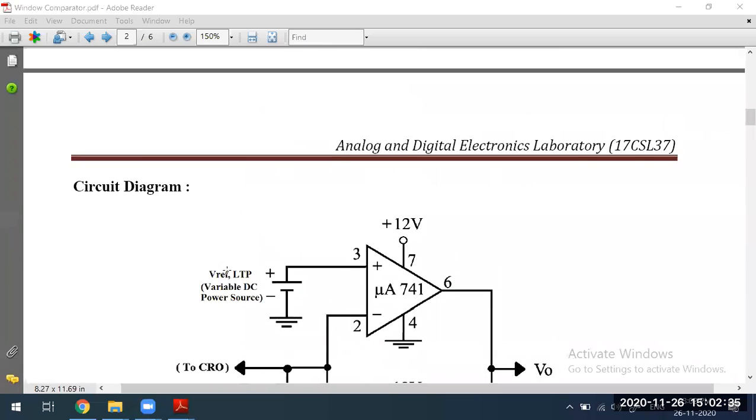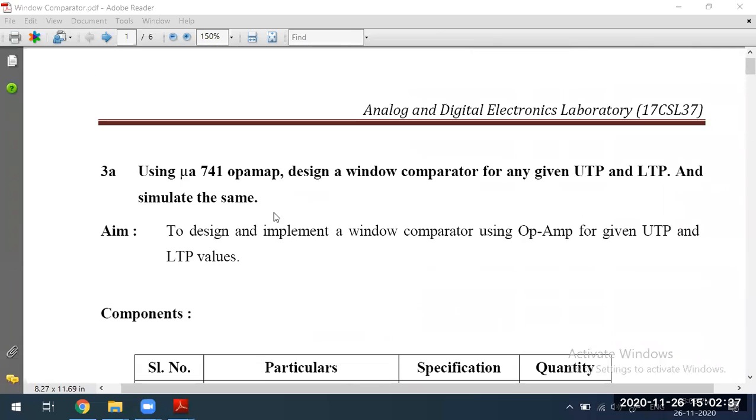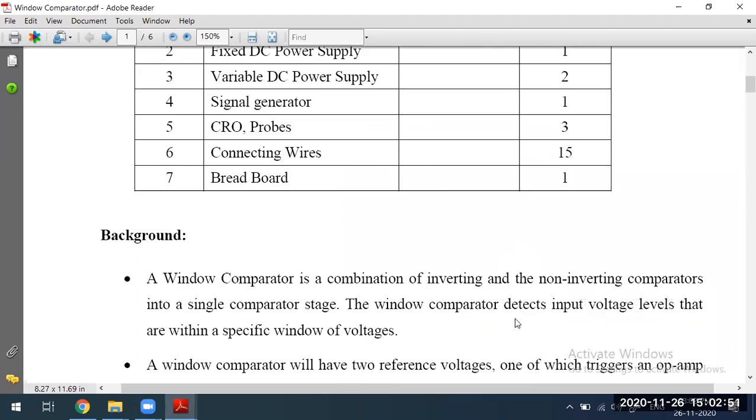That is why in the problem statement they have given: design a window comparator for any given UTP and LTP, any given input UTP and LTP. The number is not fixed, but the upper threshold point should always be greater than the lower threshold point. That is the condition.